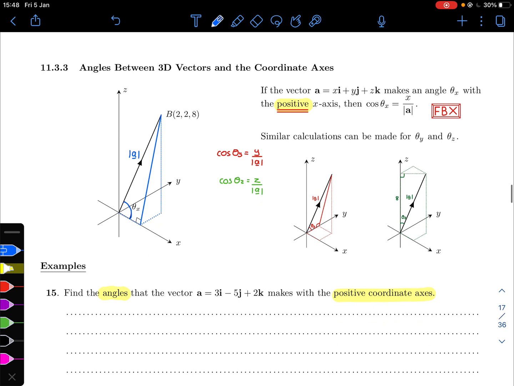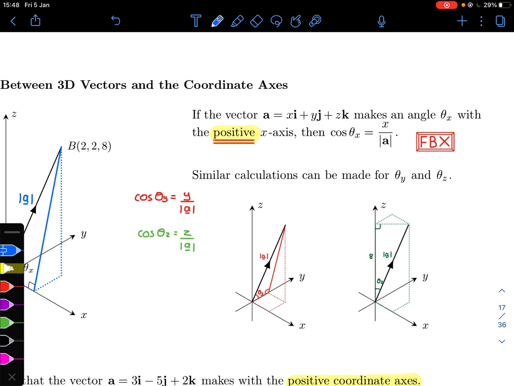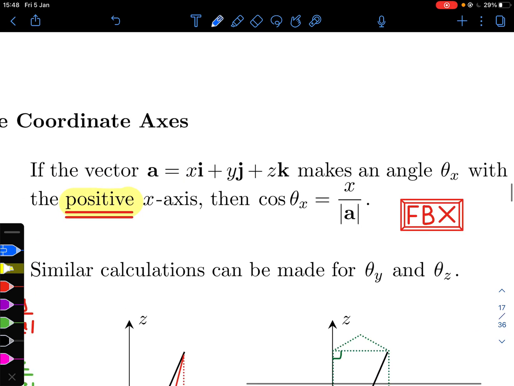So in the previous video we looked at magnitude direction form of a vector, but that was just in 2D. We used trig to find the angle and Pythagoras to find the magnitude. What we can also do is find the angle between 3D vectors and each of the coordinate axes. The formula is there in the booklet. I'm just going to show where this comes from.